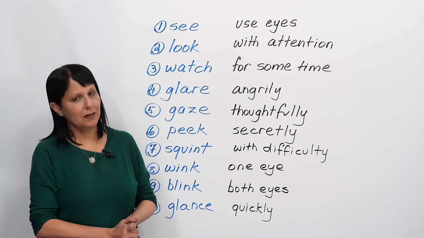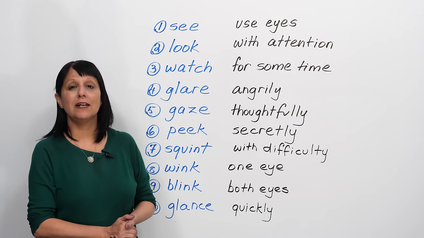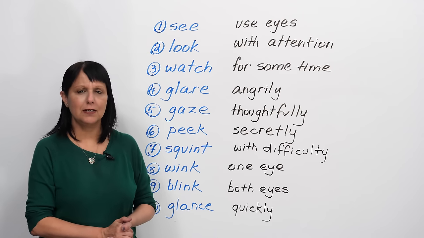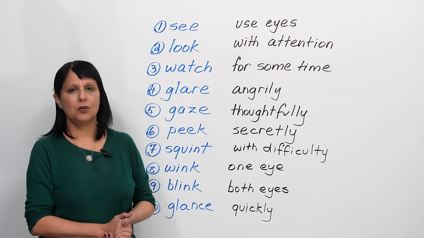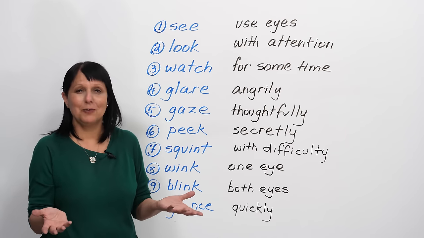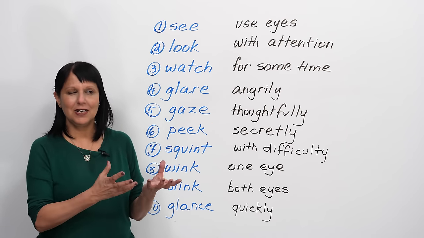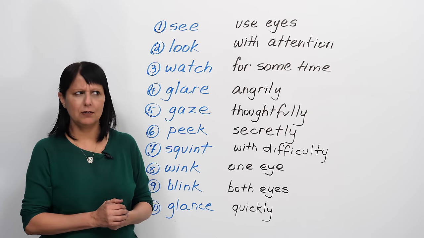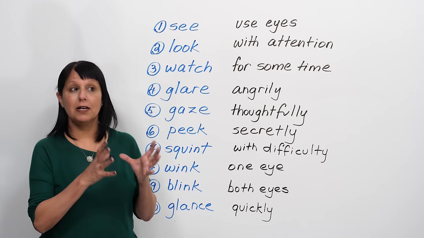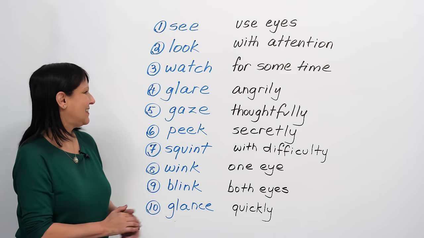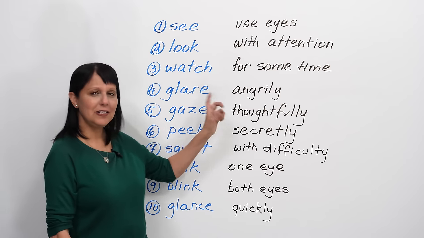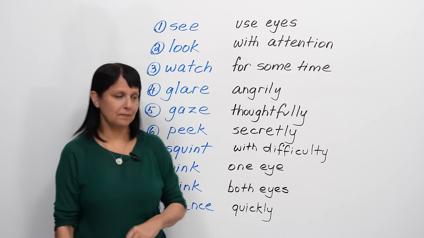Now, here's another one. This one you may or may not have heard of. It's called glare. To glare at somebody is to look at somebody angrily, okay? So that's basically what it is. When you're communicating something with your eyes and you're angry at somebody, then you glare at them. It's not a pretty picture, okay? All right. So to look at somebody angrily is to glare.